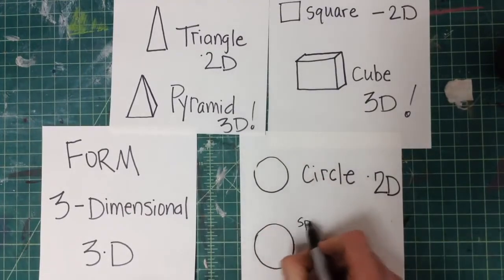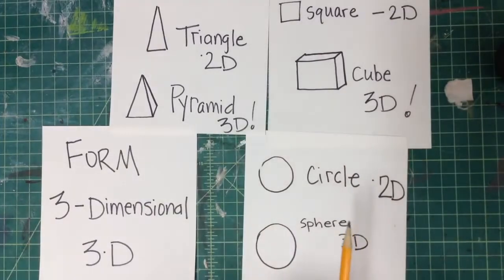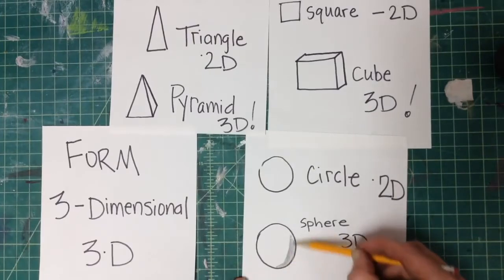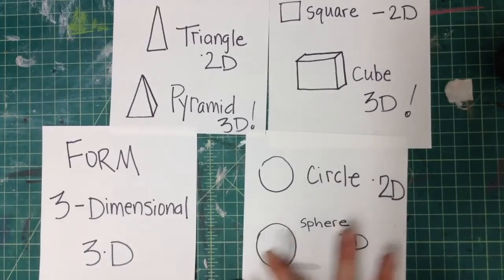To make a circle 3D and turn it into a sphere, you have to add shading. Notice when I'm shading with pencil, I'm using the side of my lead, and also I can make my shadows look a little softer by blending them with my finger.